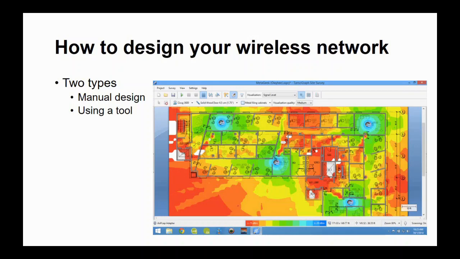And the second and the latest one is to use a tool. For that we need software specially designed for this, and we have to upload the site plan to the software. Then we can define the wall types on the map, and the AP locations virtually. After that, network planning is done by site planning tools.